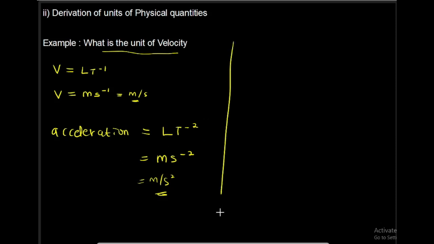We can also look at force. The dimension for force is M L T raised to power minus 2. Okay, how did we get that? We know that force is mass times acceleration. This was also treated in the previous video on dimensional analysis. So force is mass times acceleration, so we have mass dimension to be M, acceleration dimension to be L T minus 2. So this is the dimension for force.